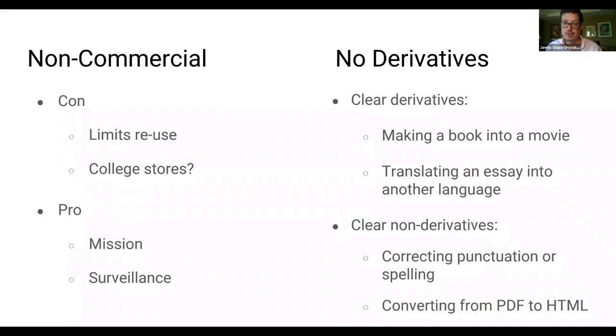So let's pause for a second on the licenses that have non-commercial and no derivative clauses and talk about some of the particular elements of these. I put up some pros and cons on the left-hand side. Let's start with non-commercial. I wondered if, as I was talking through this, any pros and cons occurred to you about a non-commercial limit or license on some material. Anybody want to have any thoughts about that?